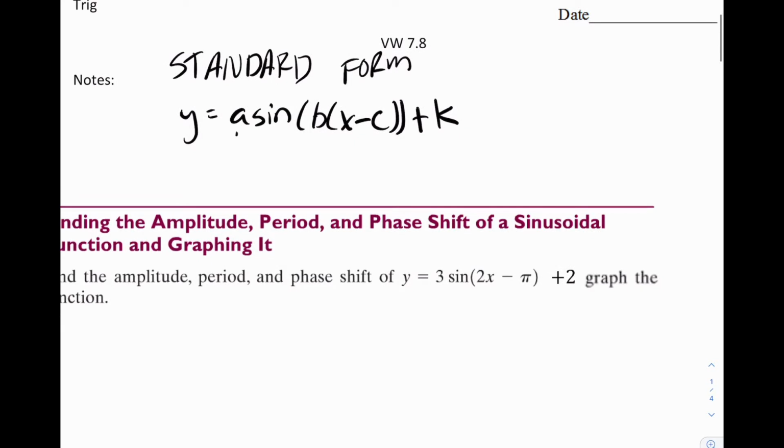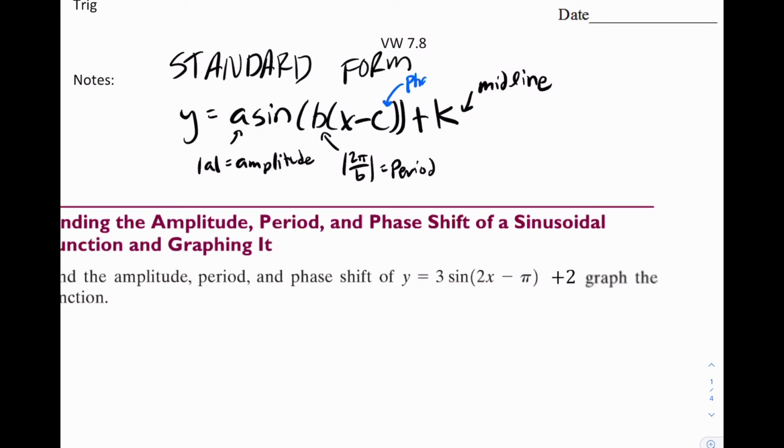So let's quickly recap what we've learned. The absolute value of that A, that is your amplitude. The absolute value of 2 pi over b becomes your period. K is our midline, or some people say a vertical shift. And the new part today is this, the C right there.